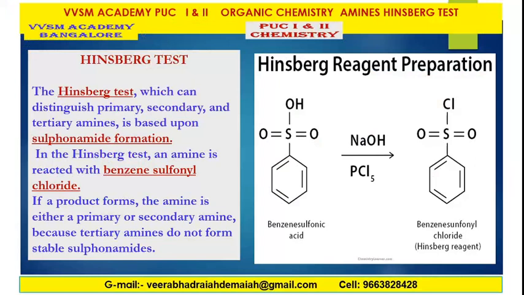Well friends, Hinsberg test for amines. The Hinsberg test, which can distinguish primary, secondary and tertiary amines, is based upon sulfonamide formation. In the Hinsberg test, an amine is reacted with benzene sulfonyl chloride. If a product forms, the amine is either a primary or secondary amine, because tertiary amines do not form stable sulfonamides. Note that tertiary amines do not form stable sulfonamides.